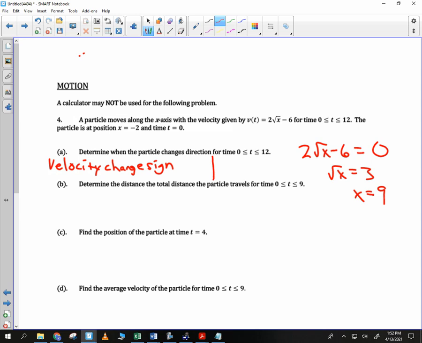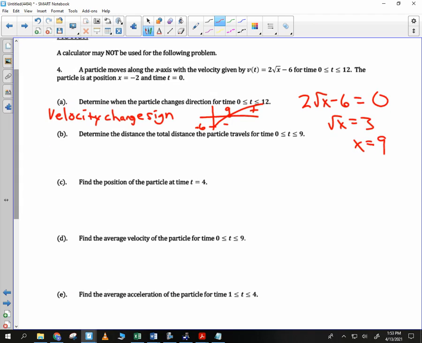So let's just sketch a graph. What does the graph of 2 roots of x look like? Yeah, it looks like that, and it starts down at negative 6. So if you start at negative 6 and you show it changes at 9, you're good. Negative to positive. We have to show it changes sign. You could also test a number on either side. Good with that?